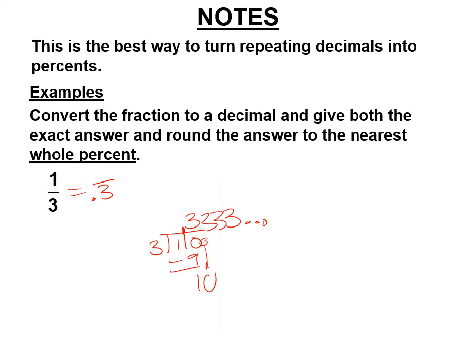Now when you move the decimal twice in a repeating decimal, I highly recommend you do it here. And the reason is this, you'll see. So we move it twice, and what do we get as our percent? We get 33.3 repeating percent, because only the right side repeats. Yeah, that's the exact percent.